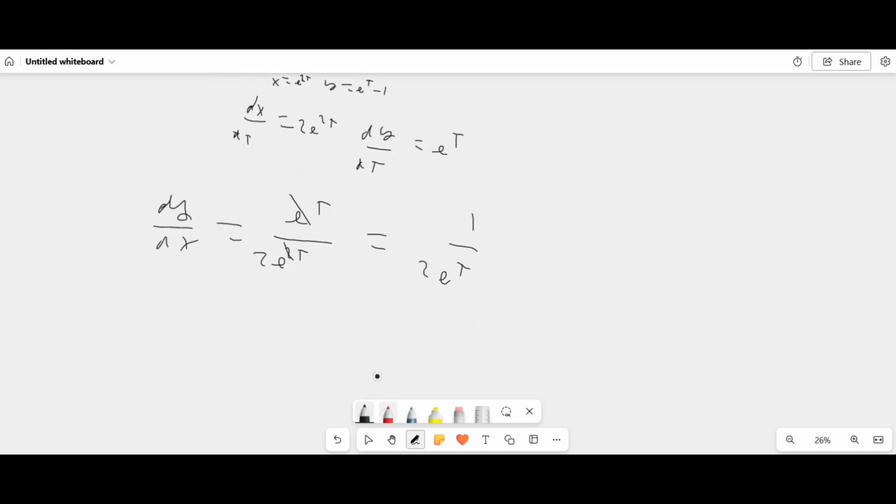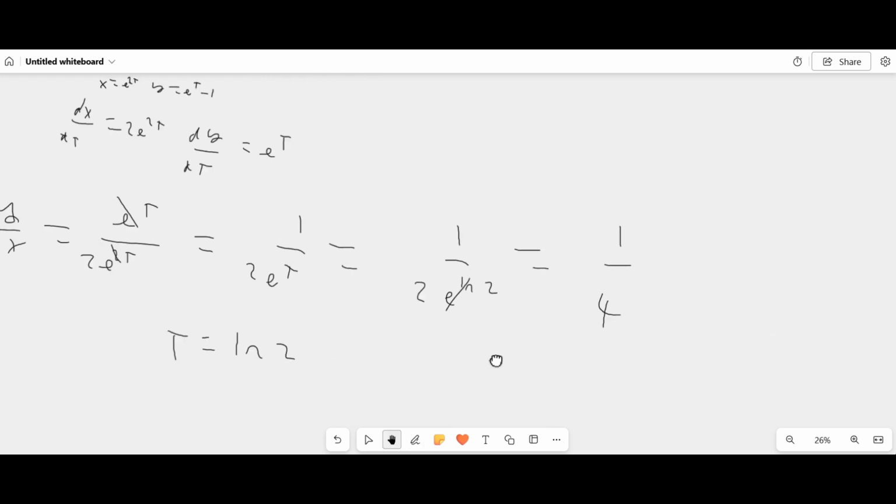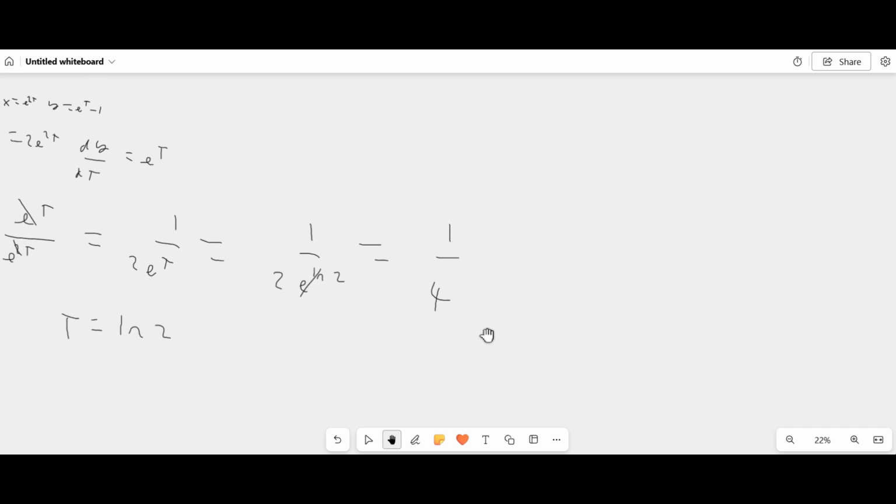And now you need to make t equal to ln2, because that's what it says in the question. So t equals ln2, and therefore the gradient is going to be 1 over 2 e to the power of ln2. Obviously, e and ln cancel, so it's just 2, and 2 squared is 4. So 1 over 4.